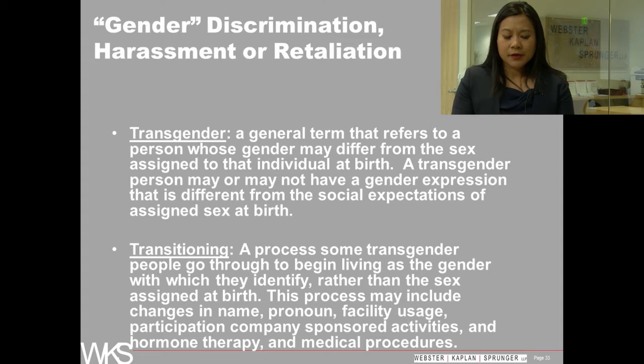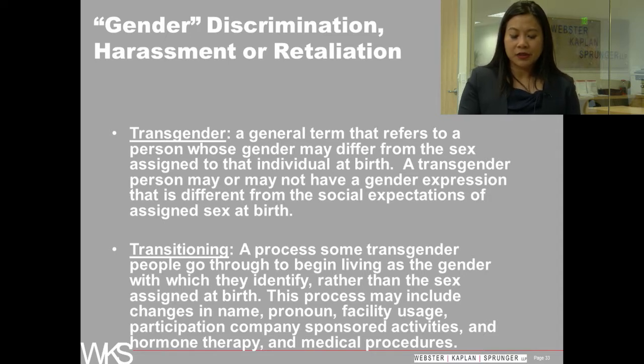The question is, what should a company do if a male employee who is transitioning to a female wants to use the female restroom, but other female employees in the company are made uncomfortable by this request?